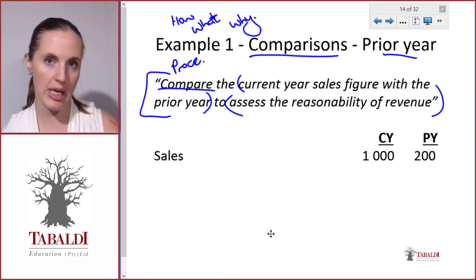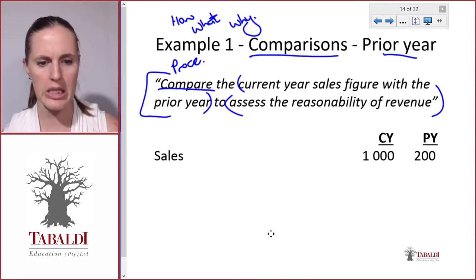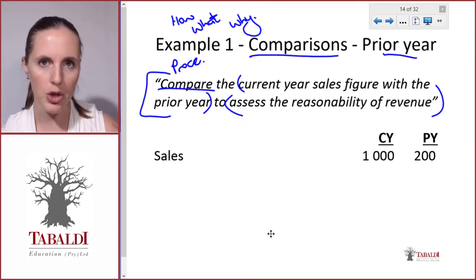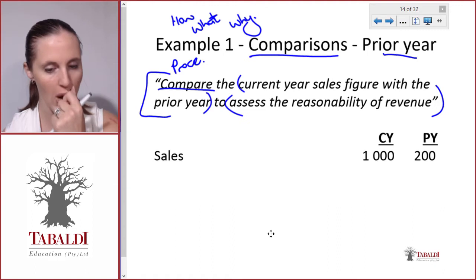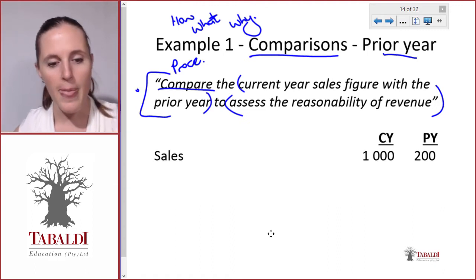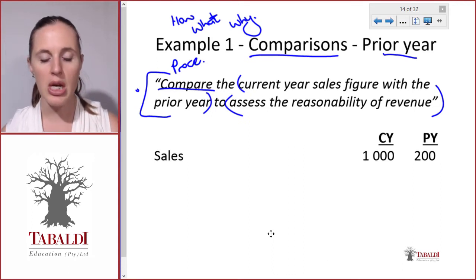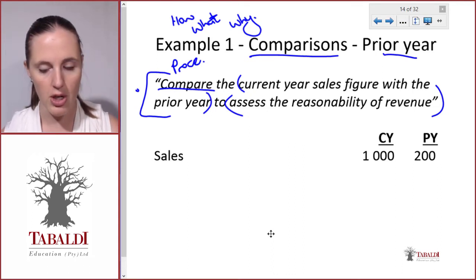How are you obtaining the evidence? What exactly are you doing? What are you looking at? What's the detail of this? And why are you doing it? What are you trying to prove? So how, what, and why. There's your procedure. Nice. So let's look at this. Compare the current year sales figure with the prior year figure to assess the reasonability of revenue.